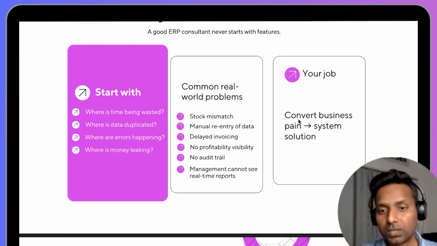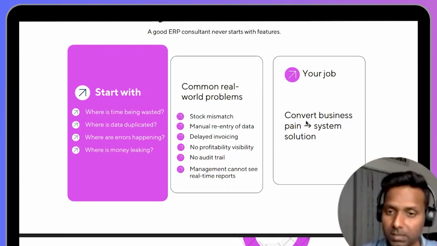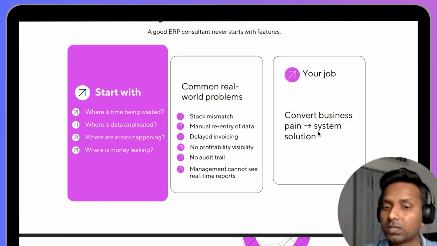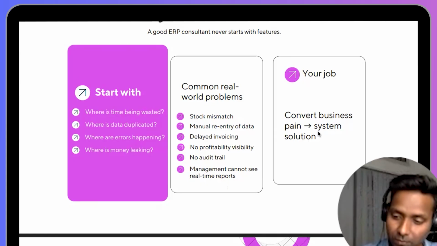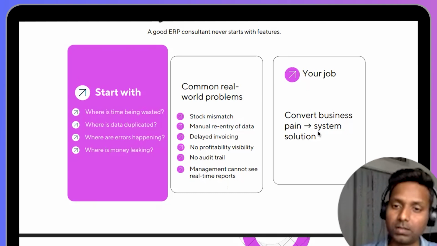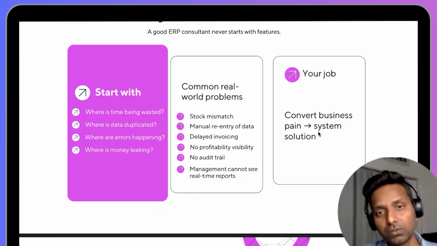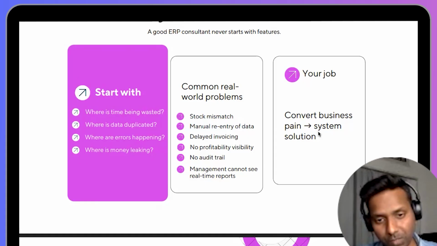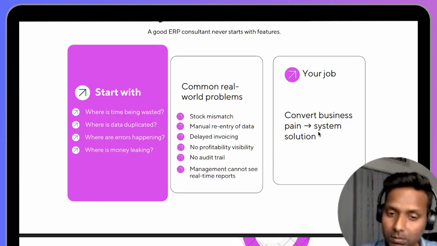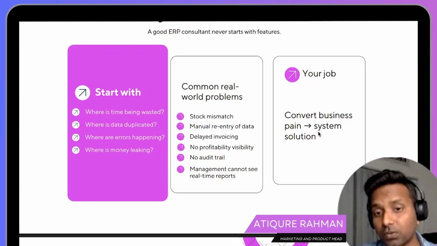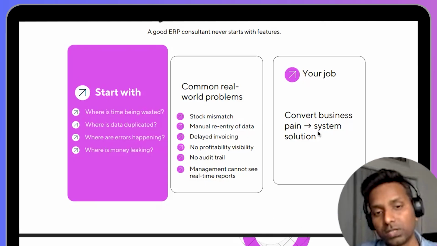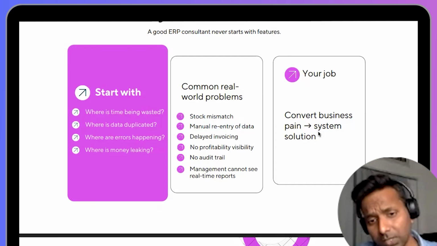So as an ERP consultant, your job is to convert pain into system solutions. Whatever problems or pain customers are facing, you have to identify all of them and then give them the solutions. This is how you should operate your business. And with more experience, you will also see how other companies are managing, how your solutions were given, and how your solutions are proven. All those things will help you give every customer a better solution.